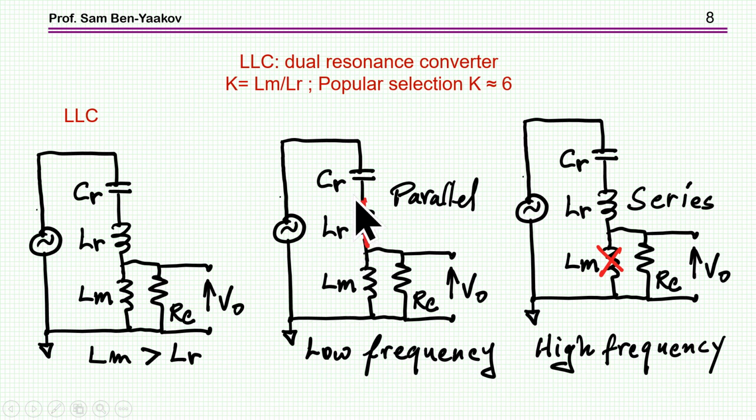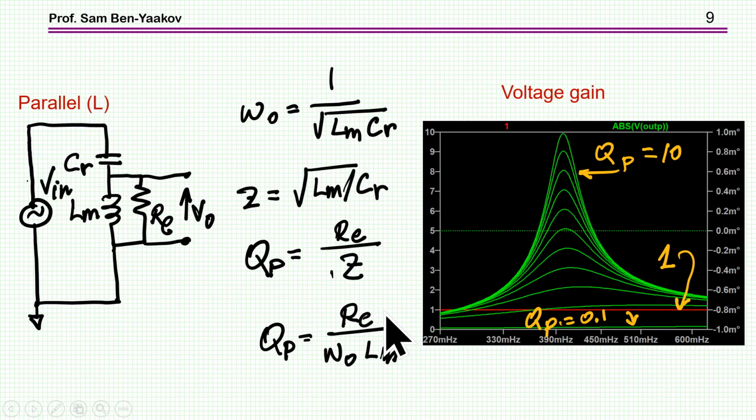So you can say that since this inductor is smaller than this, you can neglect it as a first approximation, and then you end up with a parallel resonant circuit, or parallel resonant converter, I should say. And at high frequency, you can neglect Lm because it is a higher impedance than R sub E, and therefore you get here a series resonant converter. And then I discussed what happens in the region of the low frequency.